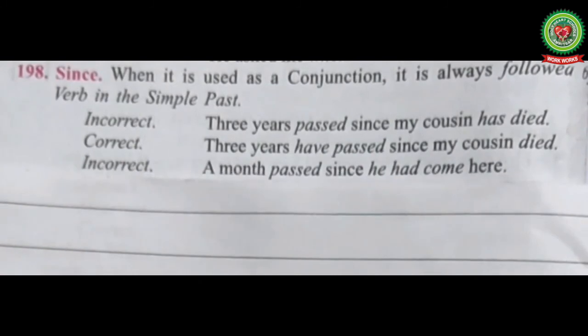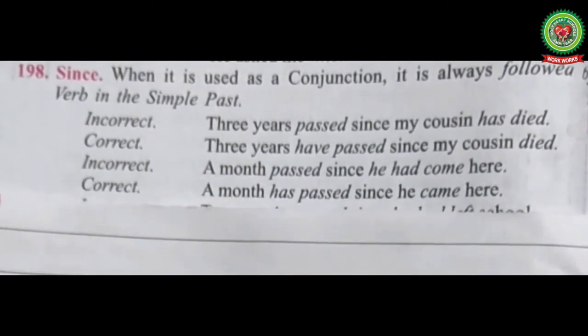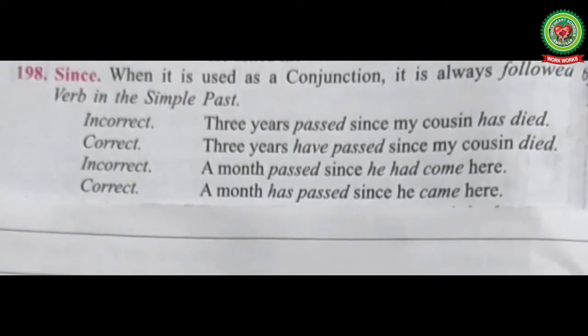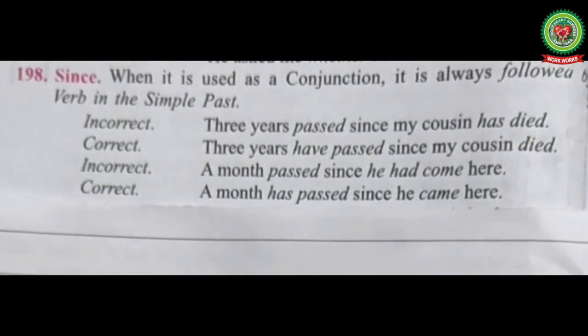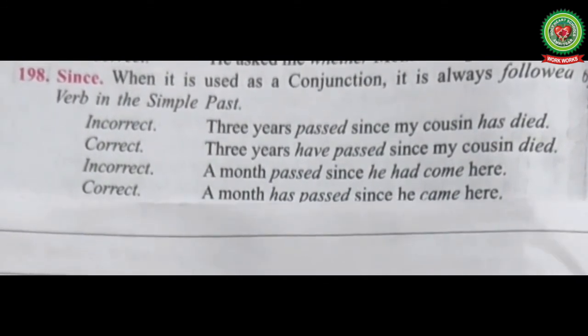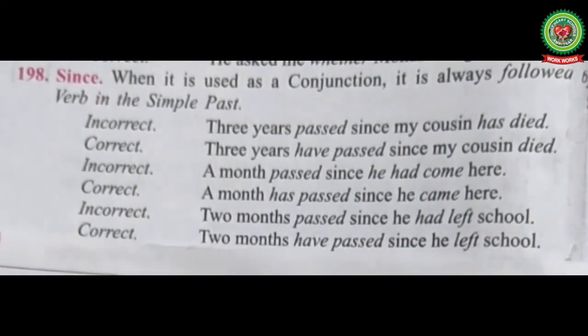See a few more examples. A month has passed since he had come here. The correct statement is, a month has passed since he came here. 2 months passed since he left school. The correct statement is, 2 months have passed since he left school.